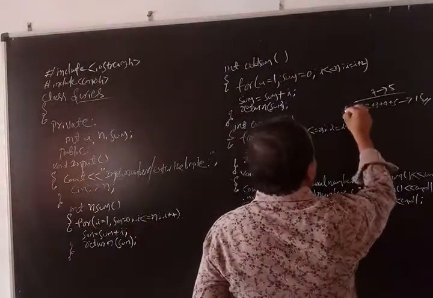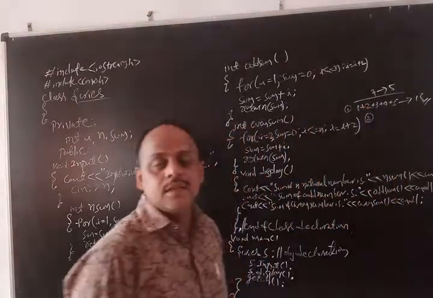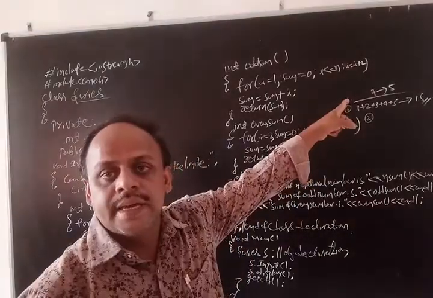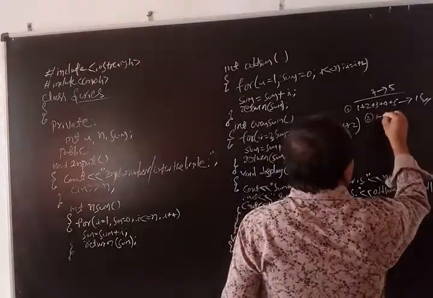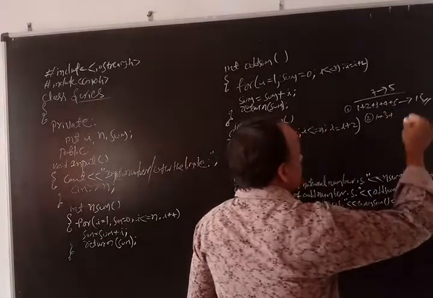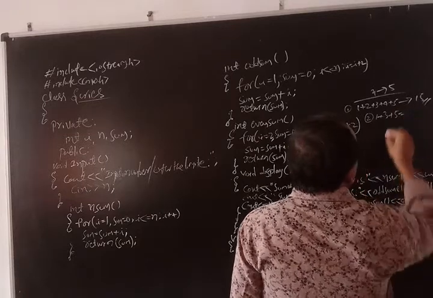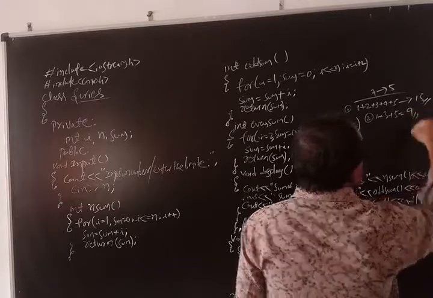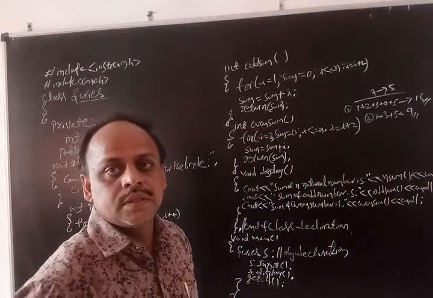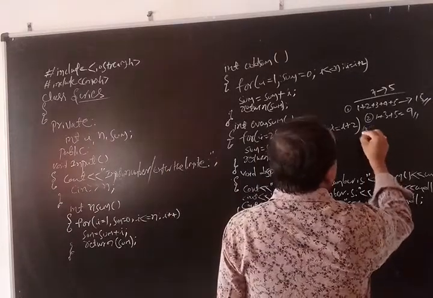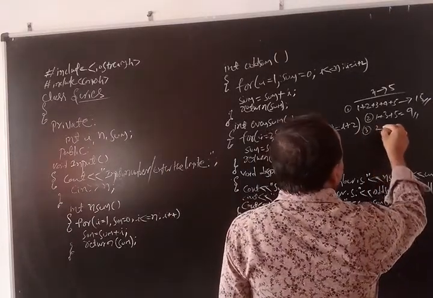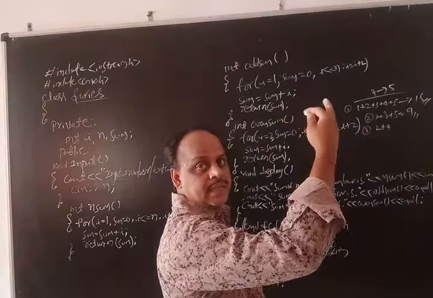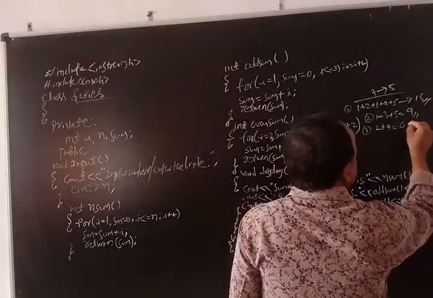Second, we have to find the sum of odd numbers up to the limit n. If n is 5, then 1 plus 3 plus 5, that is 9. 9 is the sum of odd numbers. Third, we have to find the even number series, that is 2 plus 4, which becomes 6, but the limit is only 5, so we must get 6 as the answer.